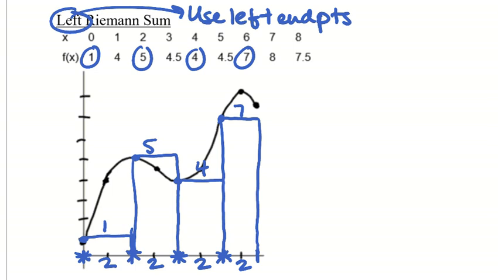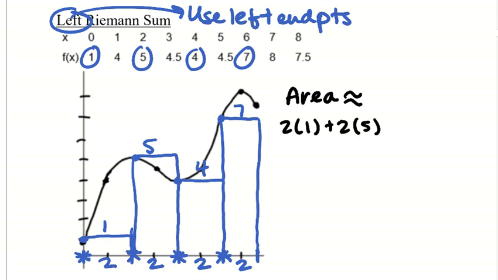And so, finding the area under the curve, the area is approximately equal to, we can tell it's not going to be exactly equal because we've got a lot of unaccounted-for area over here. We've got some extra area on the second rectangle. It's going to be approximately equal to 2 times 1 plus 2 times 5 plus 2 times 4 plus 2 times 7.